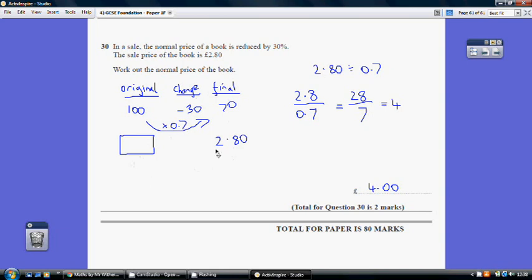So we need to do £2.80 divided by 0.7. Now it's quite hard to divide by a decimal, so why don't we choose to multiply top and bottom by 10? That gives us 28 over 7, which is much easier because 7 4s are 28. So our answer for the normal price of the book before the reduction would have been £4.